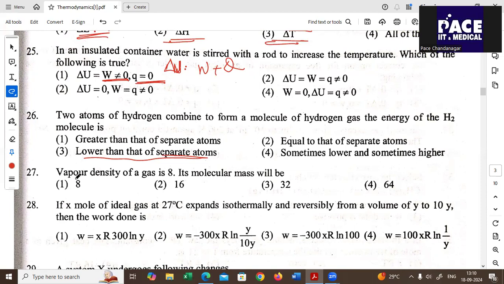Next, vapor density of a gas is 8, molecular mass will be this. The question need not be here. Anyways, two times vapor density is your molecular mass.